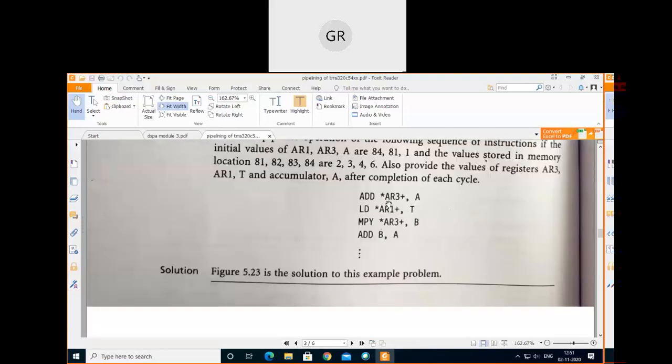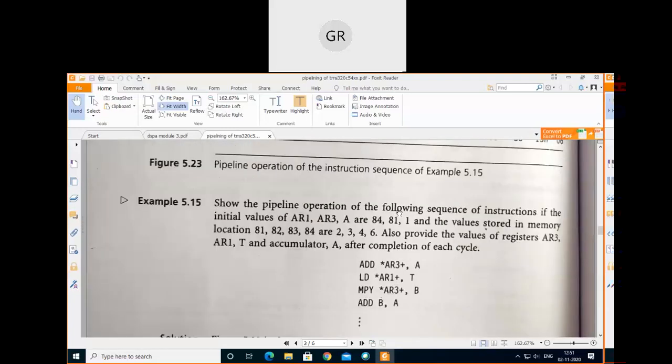Similarly, one more example here. Show the pipeline operation of the following sequence of instructions if the initial values of AR1 and AR3 are 84 and 81, and A is 1, and the values stored in memory locations 81, 82, 83, 84 are 2, 3, 4, 6. Also provide the values of registers AR3, AR1, T and accumulator A after completion of each cycle.